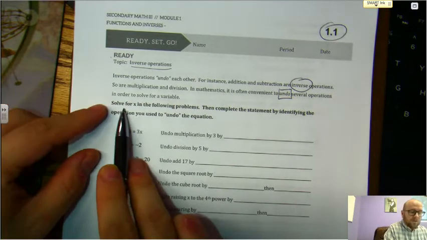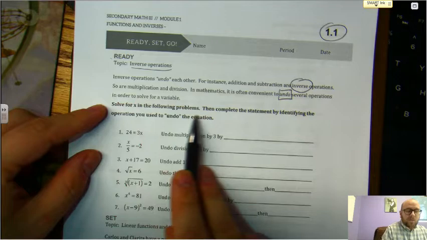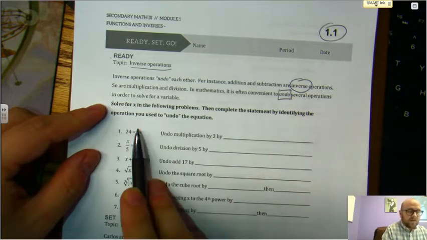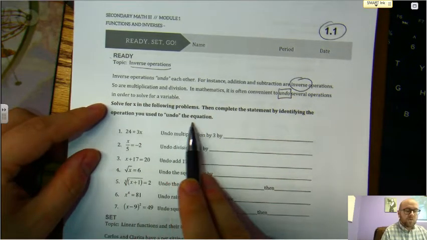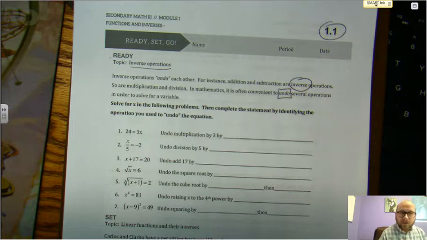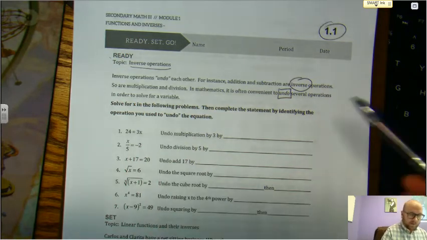We're going to be looking to solve for x in the following problems, and then we're going to complete the statement by identifying the operation you use to undo the equation. So we're going to look at each of these problems, we're going to solve for x, and then we're going to put it into words, because one of the things I really value is articulating in language the exact things that we're doing. So to do that, let's go ahead and look at number one here.